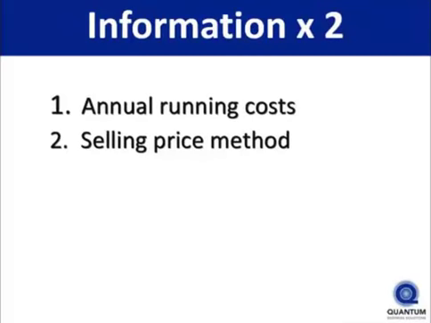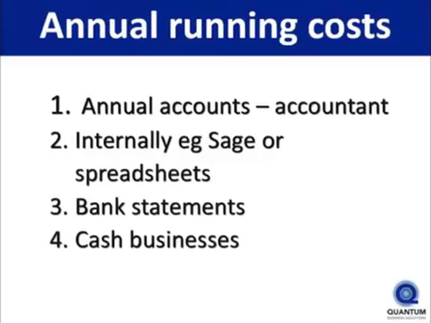Okay, now what do we need to do cost plus? We need two pieces of information. We need your annual running costs and we need your selling price method, which is how you've set your prices previously, because you must have taken some approach, whether it was cost plus or the competitor analysis or whatever. You have prices and you arrived at them using some method. So the annual running costs, where are you going to get these from?